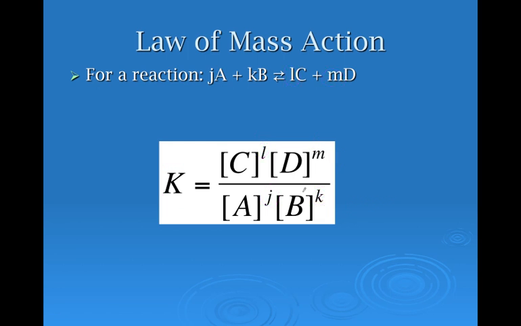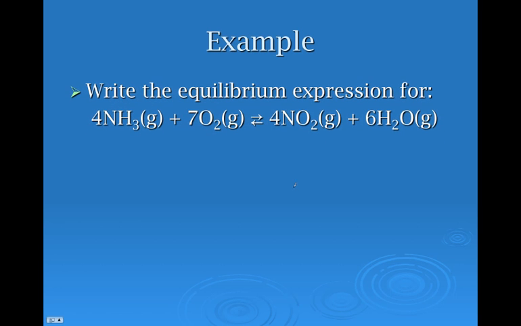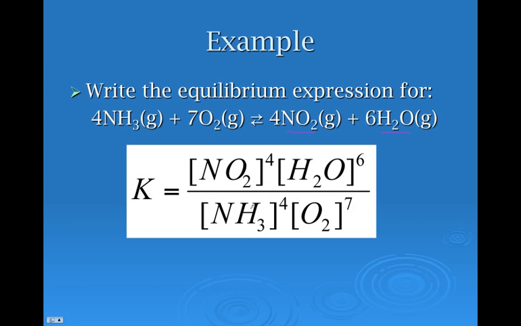We've calculated K before. If we did one practice problem, you can see that we're going to have these two products on top, the concentrations of the nitrogen dioxide and the water with superscripts of 6 and 4, over the concentrations of the ammonia and the oxygen with superscripts of 7 and 4. And voila, there it is.